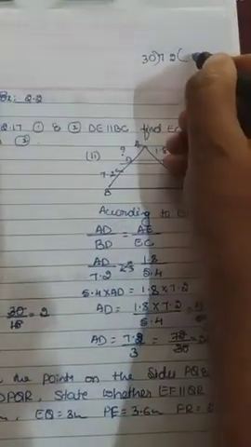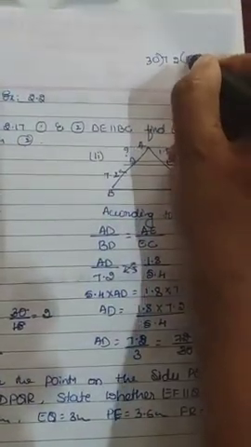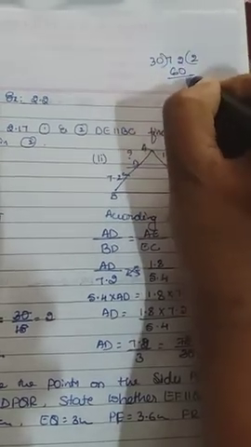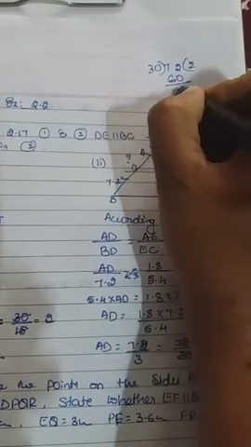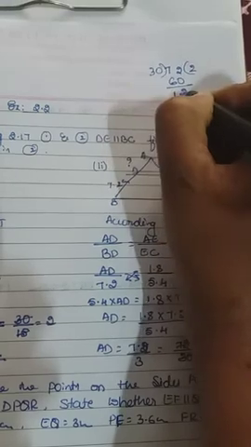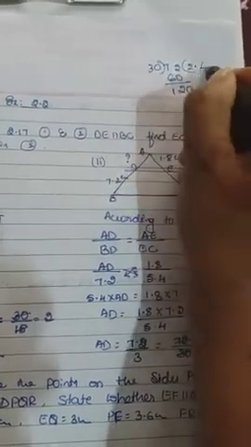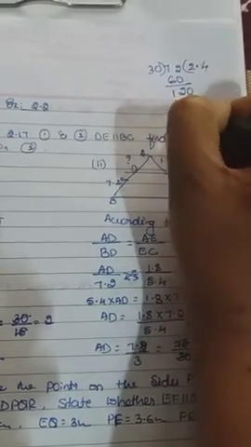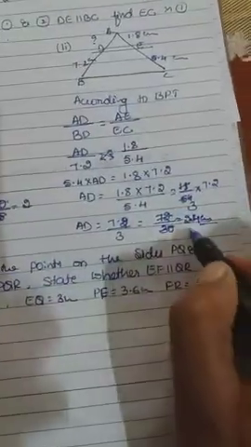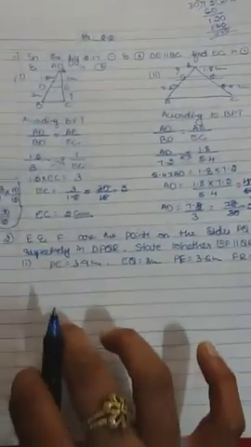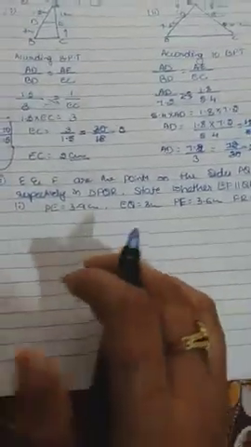See, 72 divided by 30. 3 twos are 6, 3 threes are 9, it's more, so 3 twos are 60. 72 minus 60 is 12. 12 is not divisible by 30, so put a point and make it 120. 30 times 4 is 120, so the answer is 2.4 centimeter. Hope you will understand. Let us move to the next.